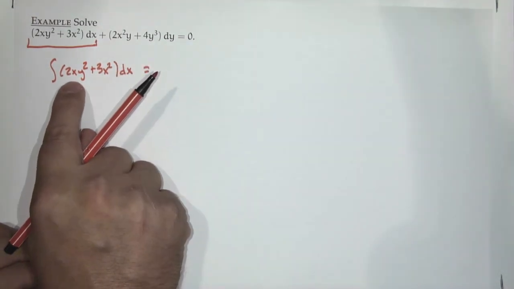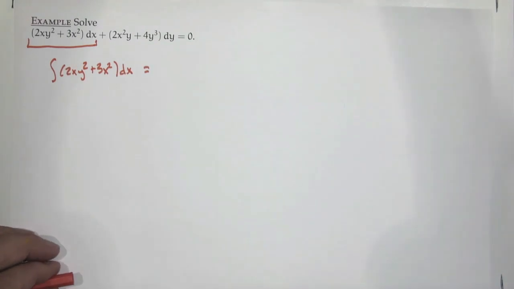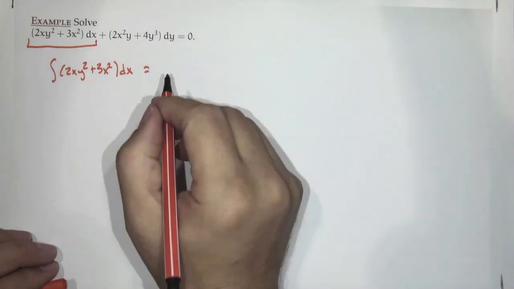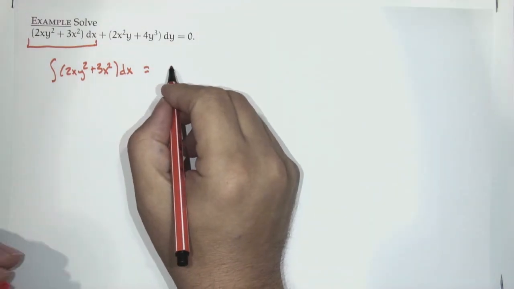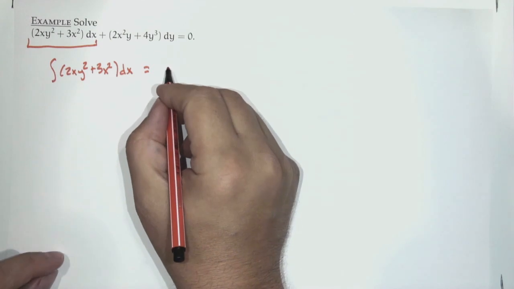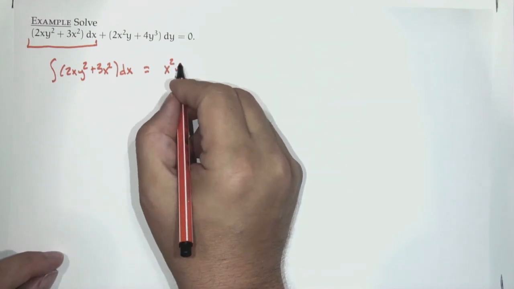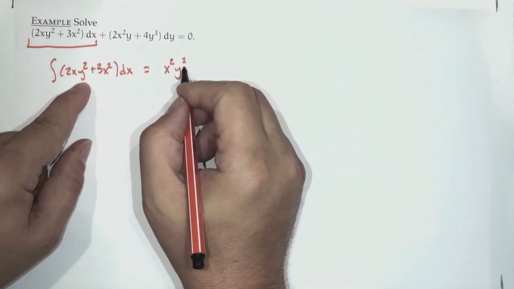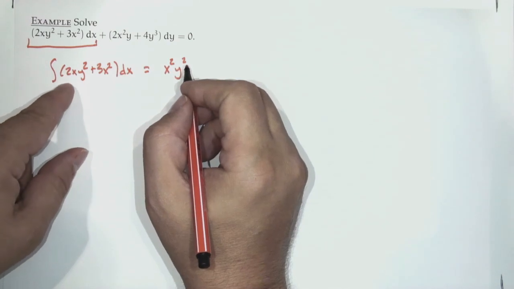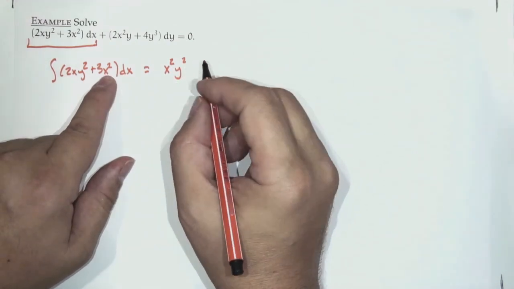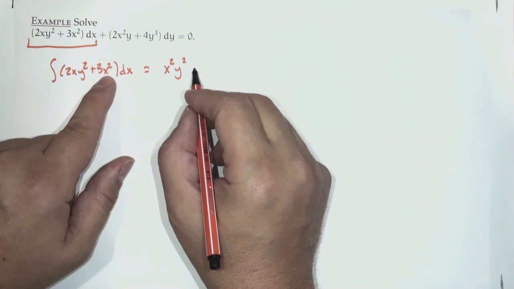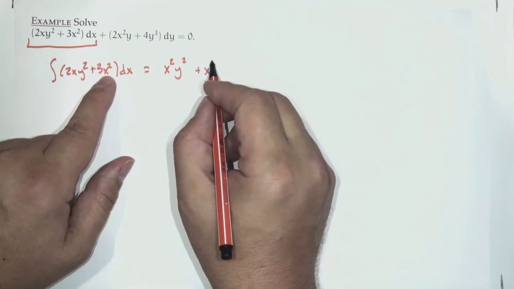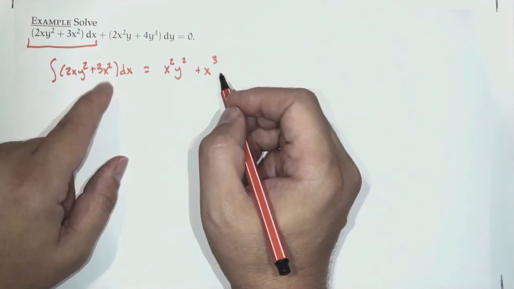Integral of 2xy squared with respect to x. So remember here, treat y like a number. The only thing that's changing is x. So the integral of 2xy squared would be x squared y squared. Remember, we're integrating, so y squared is like 5, so it's like 5 times 2x. Integral of 2x would be x squared. Integral of 3x squared with respect to x is x cubed, right? Because you add 1.